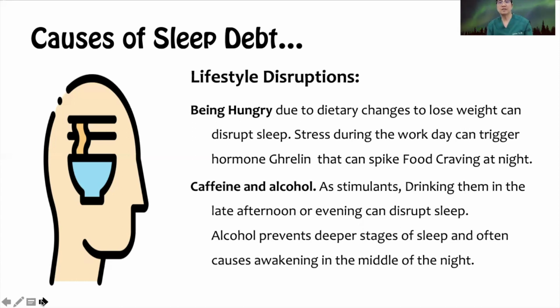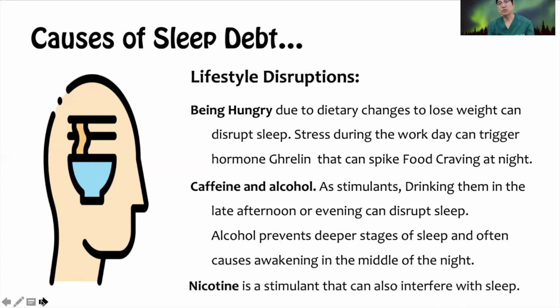But again, as I've mentioned, caffeine and alcohol are two stimulants wherein if you drink them in the late afternoon or evening they can disrupt sleep. Alcohol, for example, may sometimes make you sleep, but it can prevent deeper stages of sleep and often causes awakening in the middle of the night. The nicotine from smoking has also been shown to interfere with sleep. So far, from medical conditions to lifestyle changes, to lifestyle disruptions, to mental disorders have been discussed as more of the major causes of sleep debt, wherein we can actually do something about it.